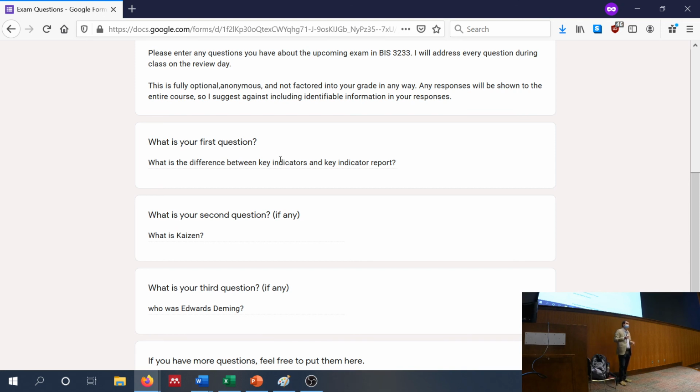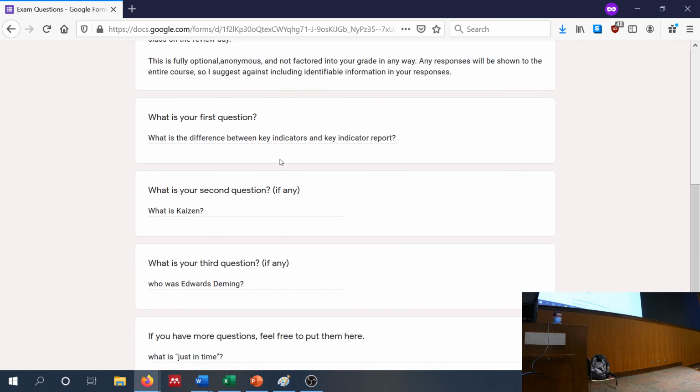Now, when we think about the report, a key indicator report is just a compilation of two, possibly more, key indicators onto a single report. So a lot of times it's going to be on a dashboard where it's going to update dynamically. Just kind of keep that in mind.